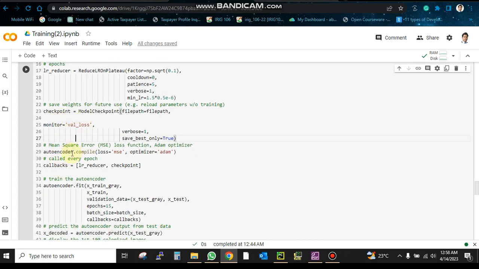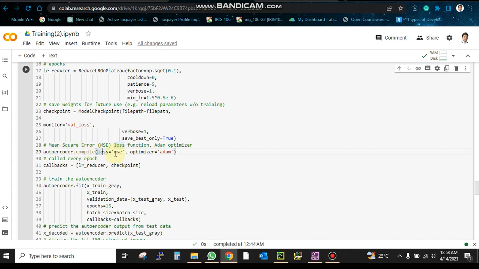Okay, after that this is the autoencoder.compile. Basically there are two main things. The first one is MSE, this is the loss, and the other is the optimizer. These are two very important things. The loss is basically the loss function which the model tries to minimize during training. So this is the mean squared error.